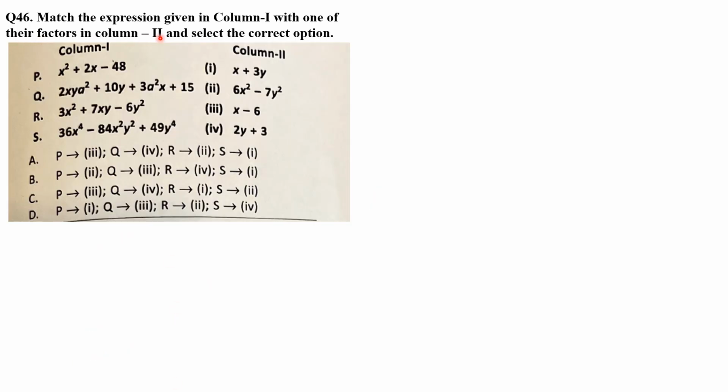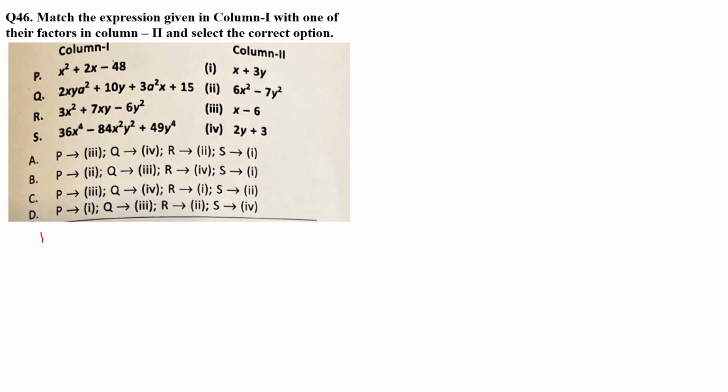Question number 46. Match the expression given in column 1 with one of the factors in column 2 and select the correct option. So see, in such type of question in Olympiad exam, no need to solve all the four parts. Okay, you solve one part and then we can eliminate some of the options, and then we will see which other question if I solve, I'll get my answer. Okay, so let's start. First, I'm going to solve the P part.